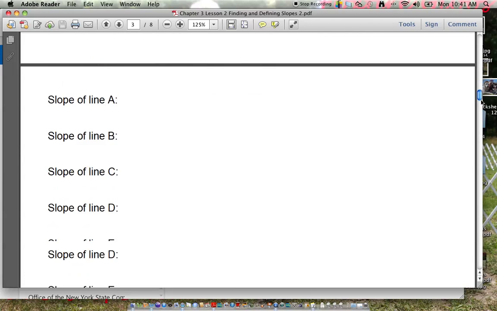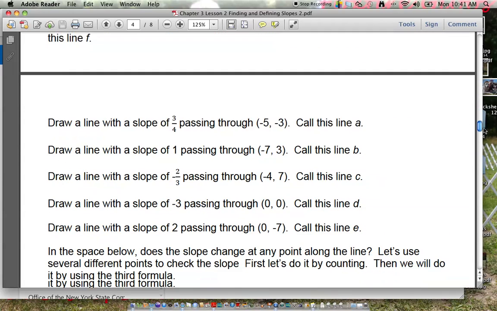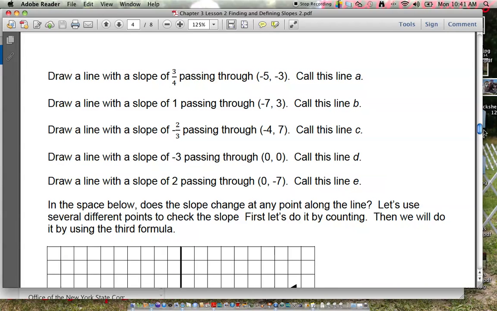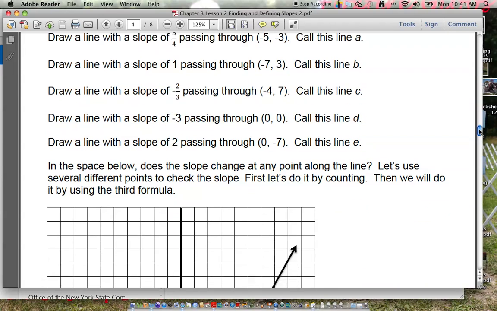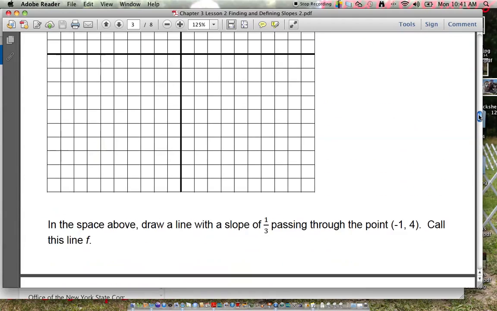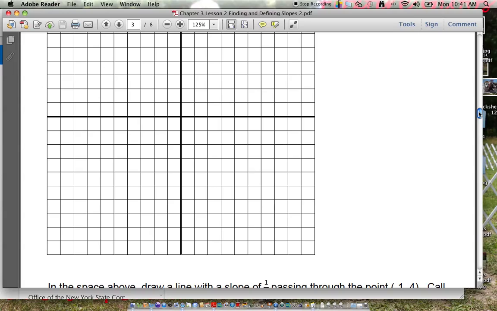Next, very quickly, we did all of those slopes. On your paper, on the graph below, passing through -5, -3, a slope of 3/4. First off, let's find -5, -3. I hope you remember this. 1, 2, 3, 4, 5. 1, 2, 3. There's the point, -5, -3. Now it wants a slope of 3/4. I go up 3, 1, 2, 3, over 4. There's my line.